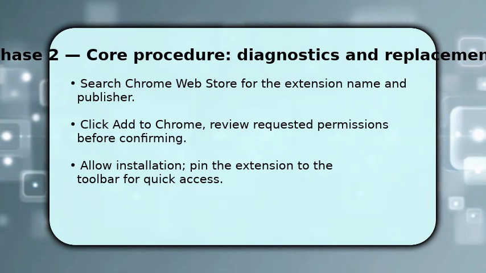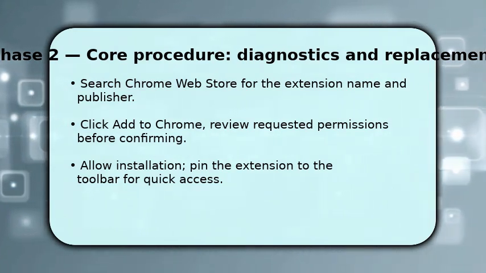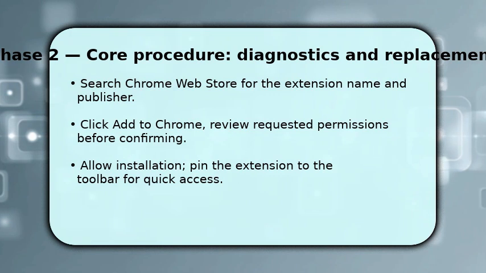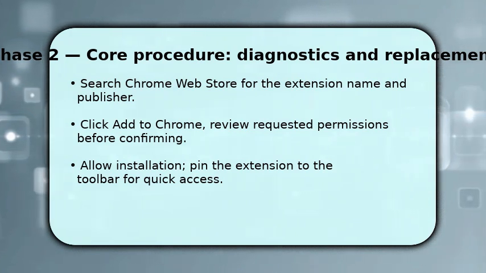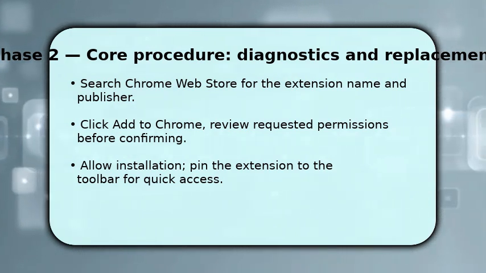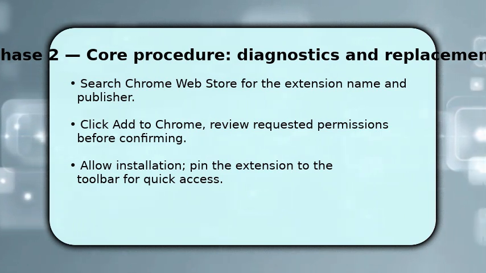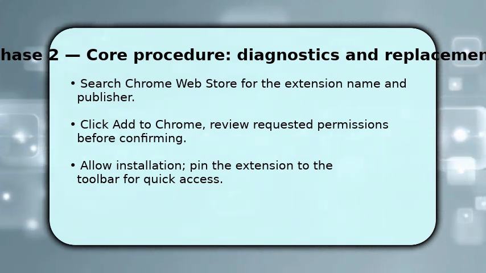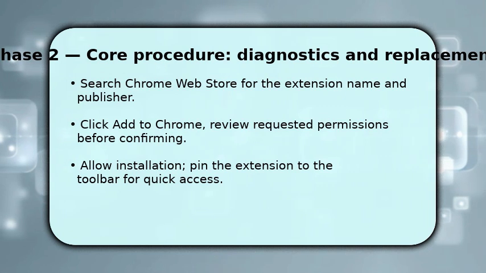Now find the extension in the Chrome Web Store, type the exact name and check the publisher to avoid lookalikes. Click Add to Chrome and read the permission dialog. This explains what the extension can access and why it needs those permissions. If the permissions match your needs, confirm the install.